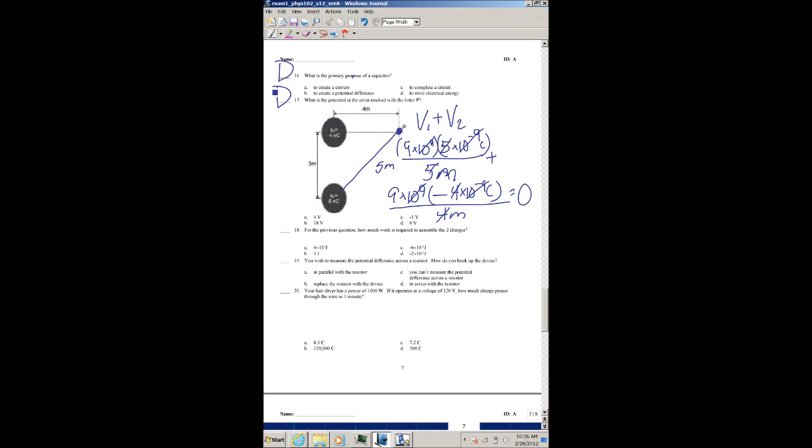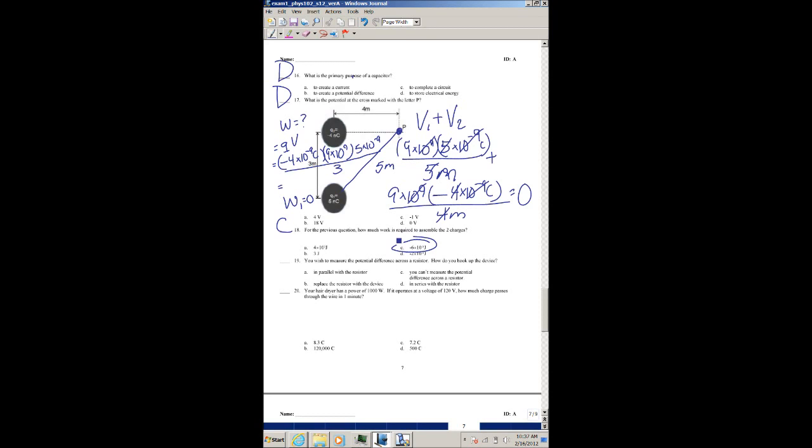Previous question, how much work is required to assemble the two charges? Well, the work required to bring in the first charge is equal to 0. Then I want to know how much work is required to bring in this charge. It's equal to Q times V. That is negative 4 times 10 to the minus 9 coulombs times the voltage due to the first charge. That's 9 times 10 to the 9th times 5 times 10 to the minus 9 divided by R, which is 3 meters. That gives me a smallish number. Was it C for number 18? Yeah, the answer is C. If I do that, it gives me negative 6 times 10 to the minus 8. It's the charge times the change in voltage, and the change in voltage arises because of the second charge.